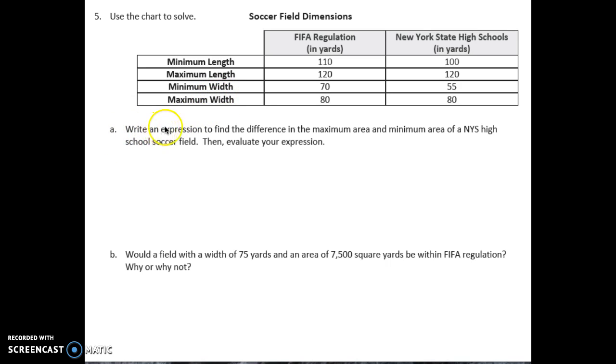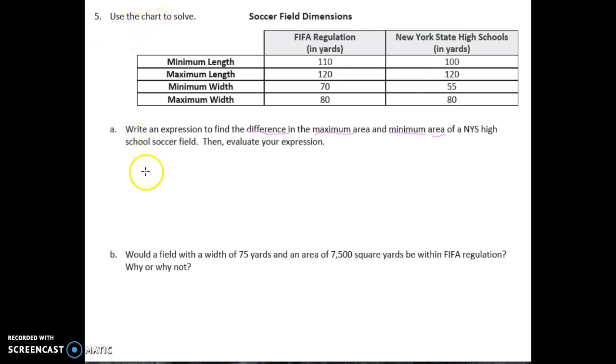It's asking us first to write an expression to find the difference. Difference means we're going to be subtracting the maximum area and the minimum area of a New York State high school soccer field, and then evaluate our expression. So we're going to find the minimum and then the maximum. We have to find the difference between the two, and it's the area. So we actually have to go through and find the area first, and then we're going to find the difference between them. So in the high school, let's go for the minimum first.